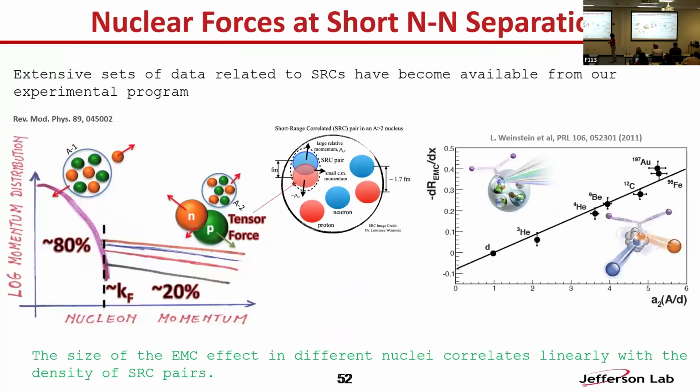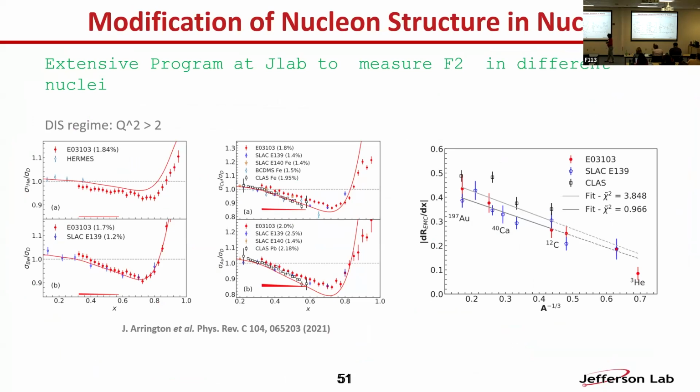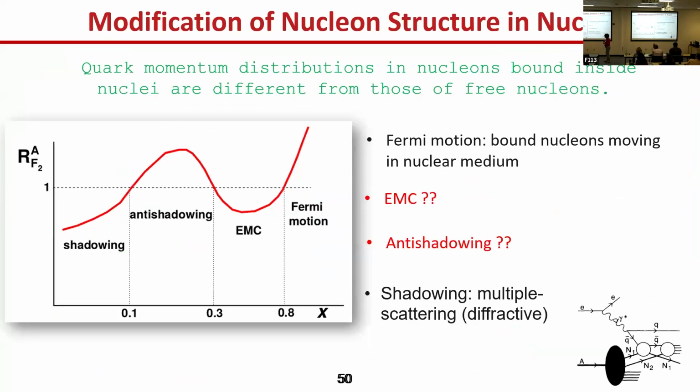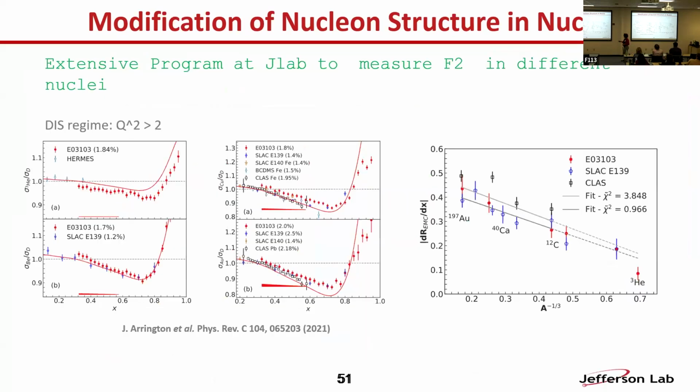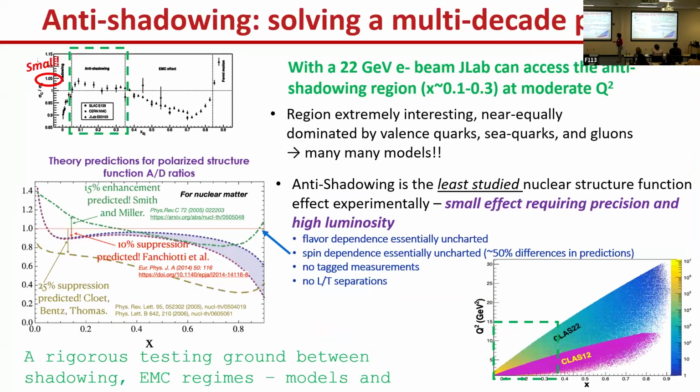I told you that here, and this is my last slide, there is this shadowing, which is quite well understood, Fermi motion, quite well understood, and anti-shadowing. The last is the anti-shadowing, and this is really what we can do with the 22 GeV. We cannot do so much here with the 12 GeV, because of the phase space, Q squared versus X, which is the coverage. If I go to CLAS12, CLAS22, it is broader, and I can increase my phase space.